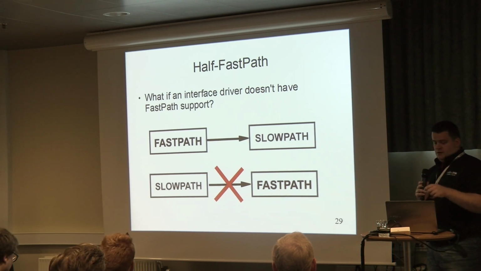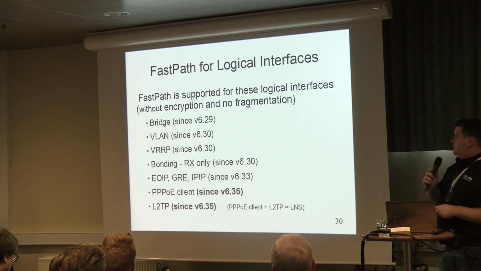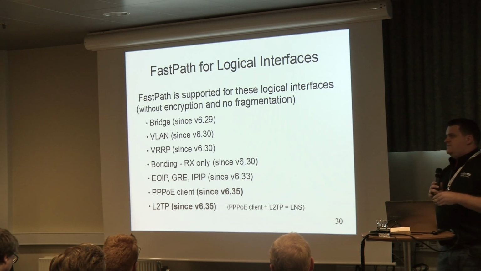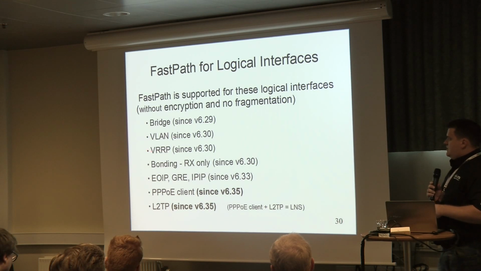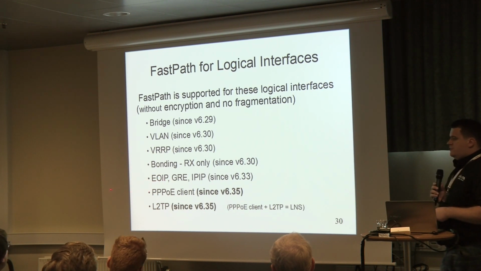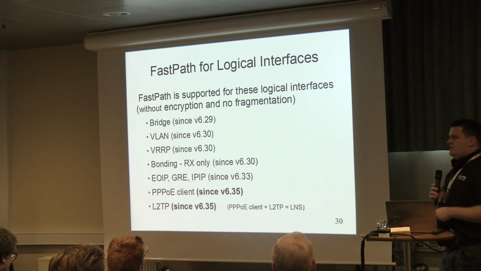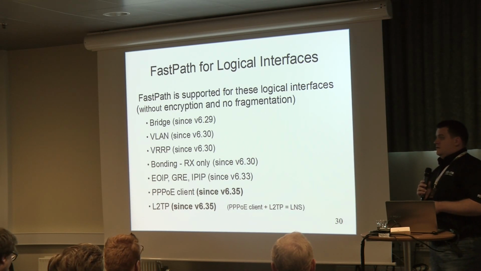So it's very, very important to have interface support on the receiving interface, or else you will not be able to use FastPath. That's why we had a very busy winter adding support for logical interfaces. We added bridge interface support, so now you can route through the bridge interface, and the bridge interface has FastPath support. We added support for VLANs, VRRPs, bondings on receive, Ethernet over IP, GRE IP tunnels, and the most recent development, PPPoE client and L2TP client, which of course together means that FastPath is also available for the MikroTik LNS feature.